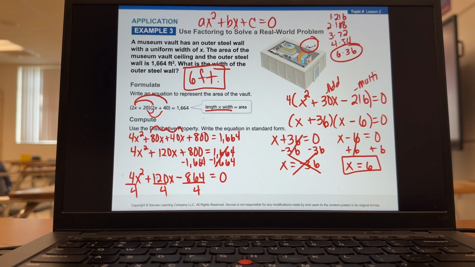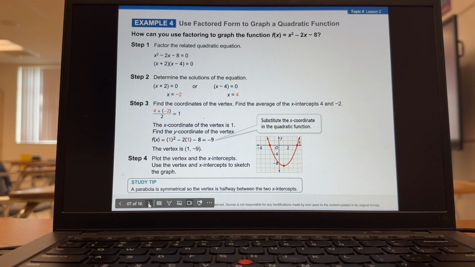All right, we're just going to go straight to example 4. Using factored form to graph a quadratic function. All right, how can you use factoring to graph the function f of x equals x squared minus 2x minus 8? Factor it. What two numbers, when you multiply, can give you a negative 8, and when you add, gives you a negative 2. An x plus 2, an x minus 4 equals 0.